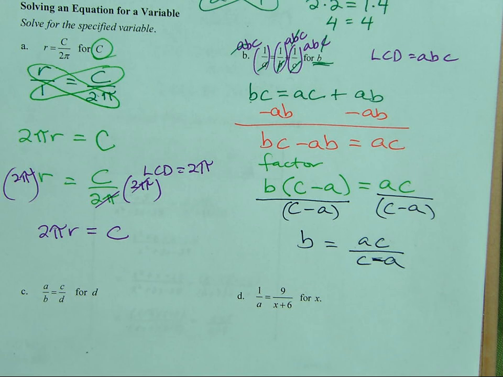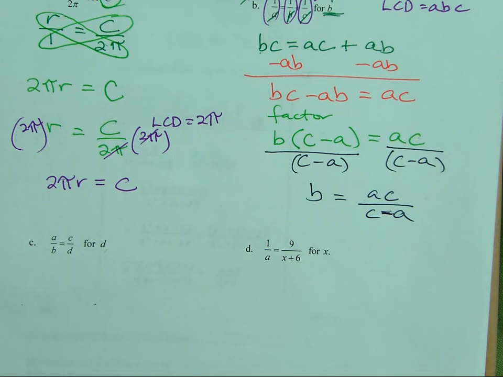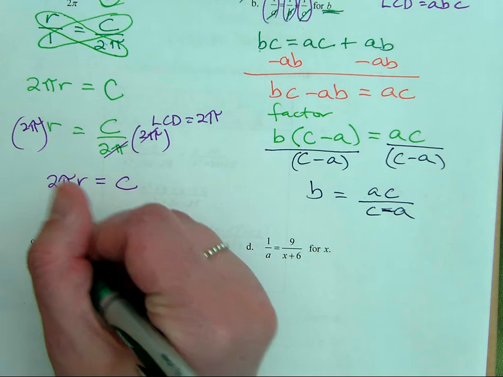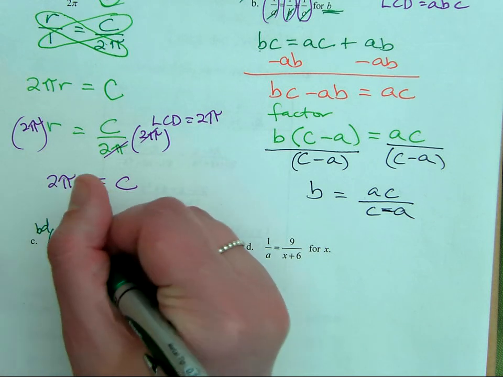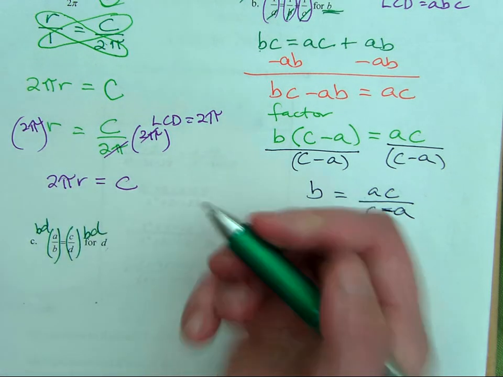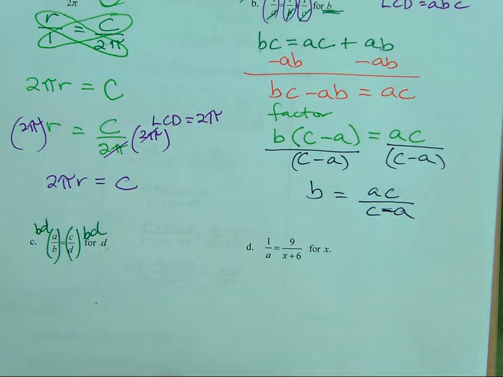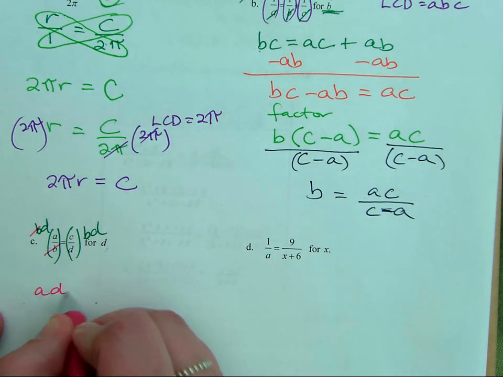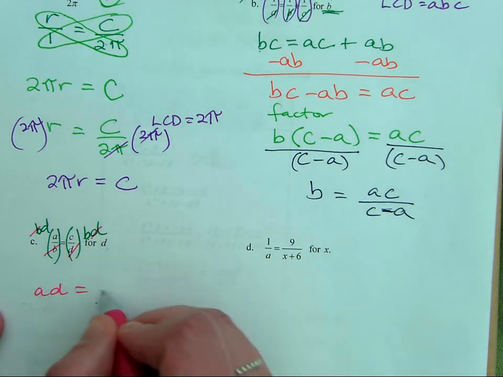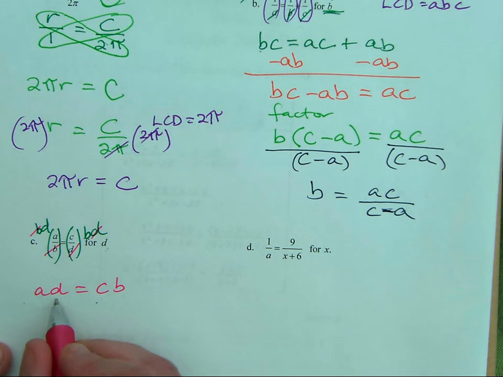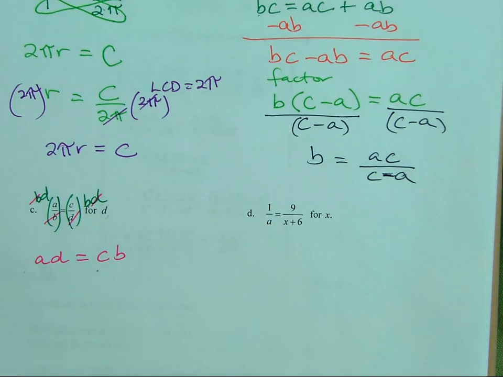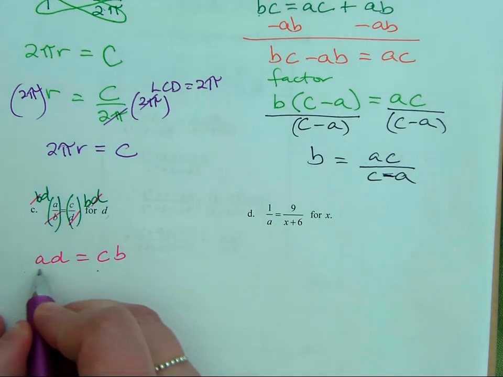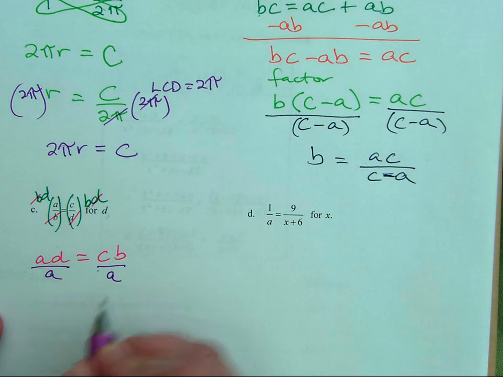Okay, what about this next one? We want to solve for D. BD is the LCD. Good. So let's multiply by the LCD. We get BD on this side, BD on this side. And to do this, we can cancel, right? The B's cancel, leaving what? AD equals CB. I'm solving for D. What can I do to get D by itself? Divide by what? A. Divide by A. So D equals CB over A.